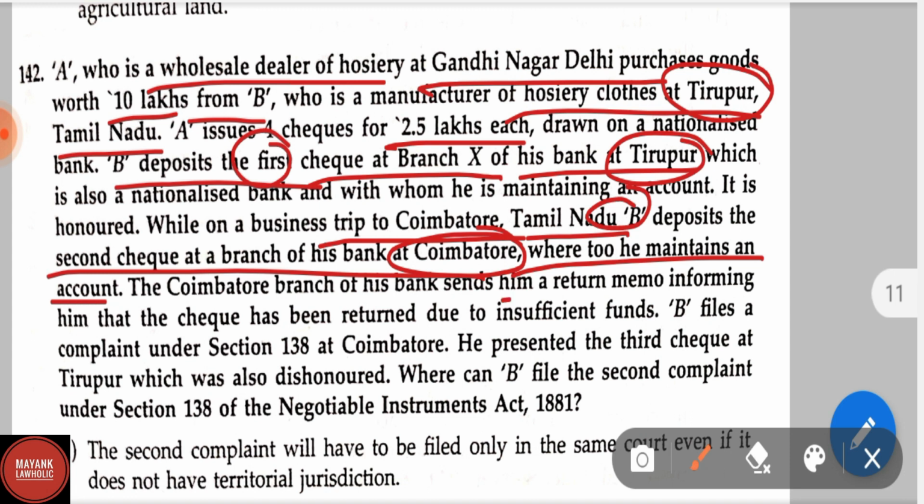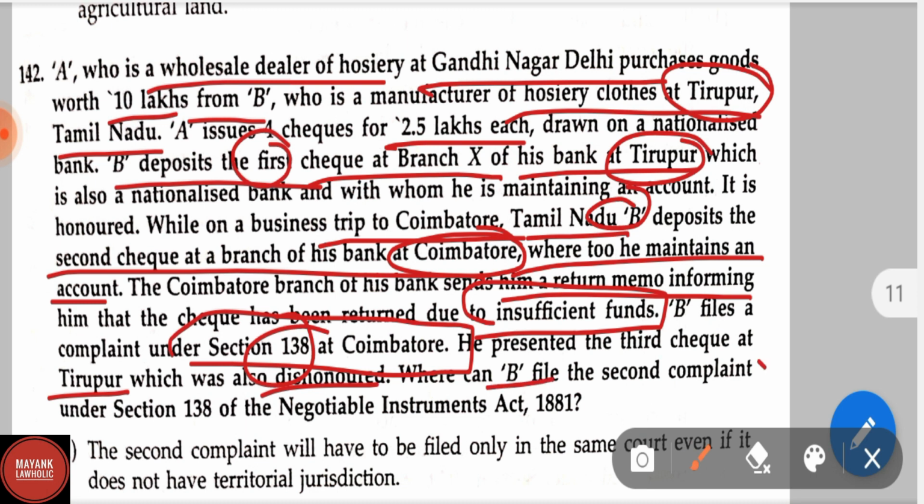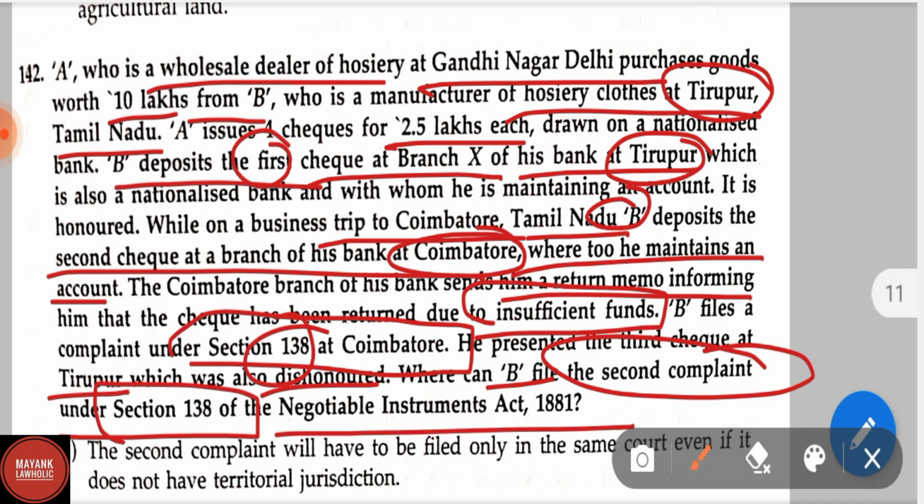The Coimbatore branch of his bank sends him a written memo informing that the check has been returned due to insufficient funds. B files a complaint under section 138 at Coimbatore. He presented the third check, Tirupur, which was also dishonored. Where can B file the second complaint under section 138 of the Negotiable Instrument Act 1881?